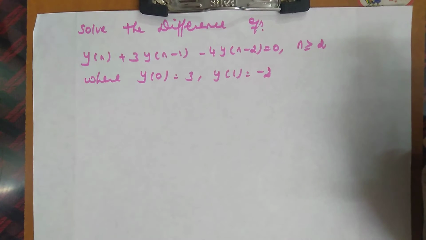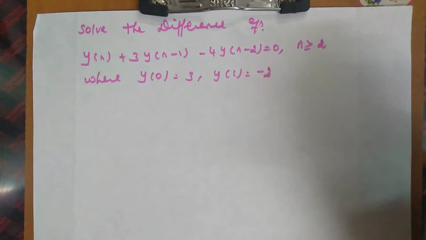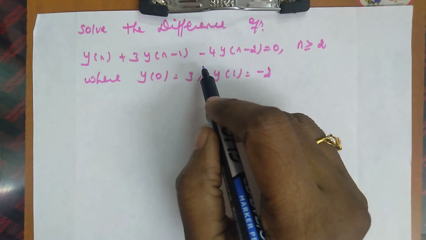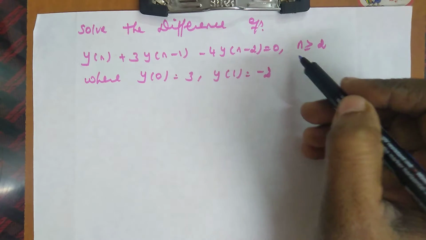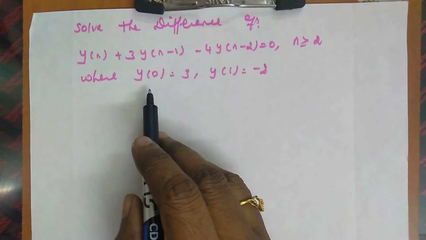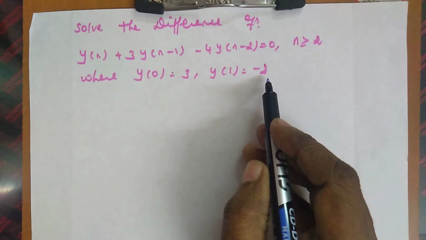Today we are going to see a problem under difference equation. Look at the question. Solve the difference equation y of n plus 3y of n minus 1 minus 4y of n minus 2 equal to 0, where n greater than or equal to 0, and y of 0 equal to 3, y of 1 is equal to minus 2.